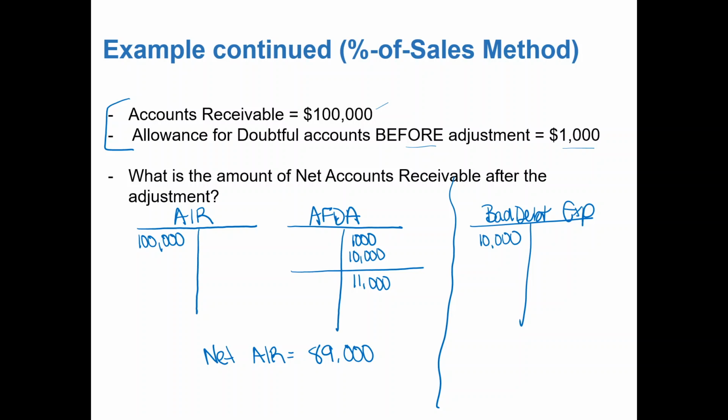So on the balance sheet, you typically actually show the full detail. So you would show accounts receivable of 100,000. We would say less the AFTA, which was at 11,000 after the adjustment. And finally we get our AR net, which is the 89,000. Okay, so that's the percentage of sales method. We're calculating bad debts and recording that full amount in the entry. In the next video, we will take a look at the aging of accounts receivable method.